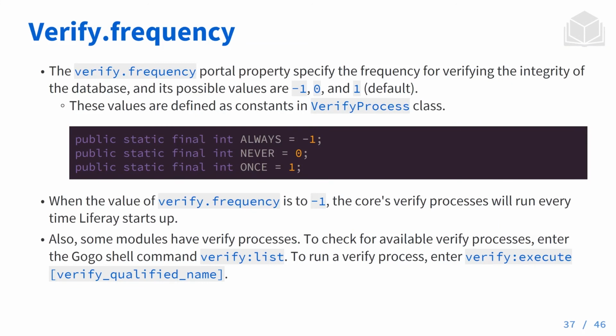In the Gogo shell, as you verify your modules, you can also use verify:list and verify:execute to take a look and see what's already been verified and to manually verify your modules.